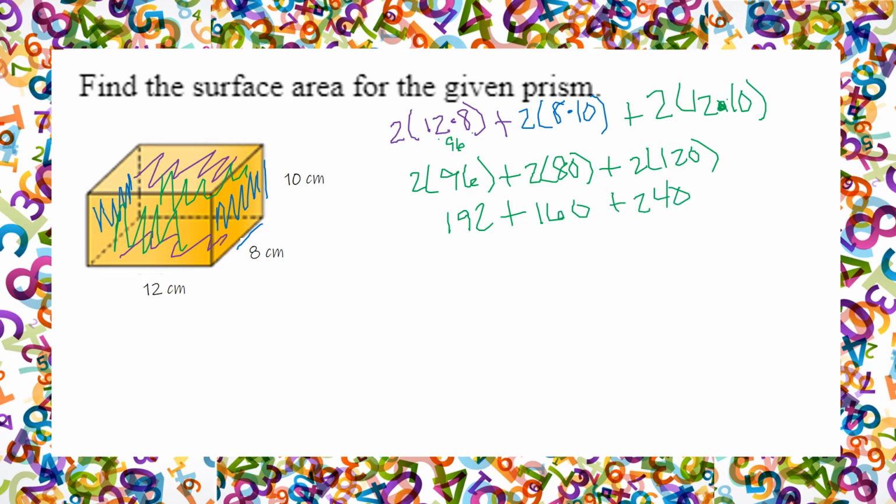Now I can just add them all up. So I've got 192 plus 160 plus 240 is 592 centimeters, and area is always squared.